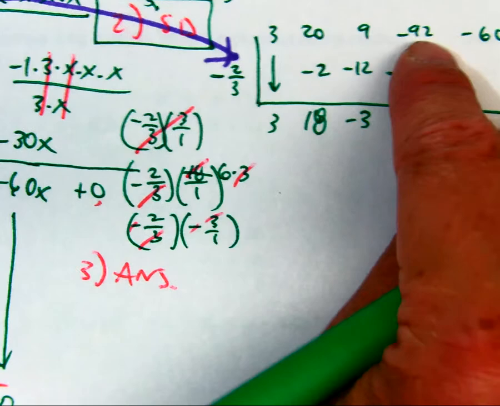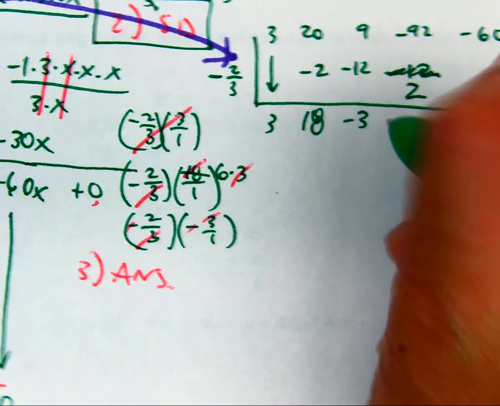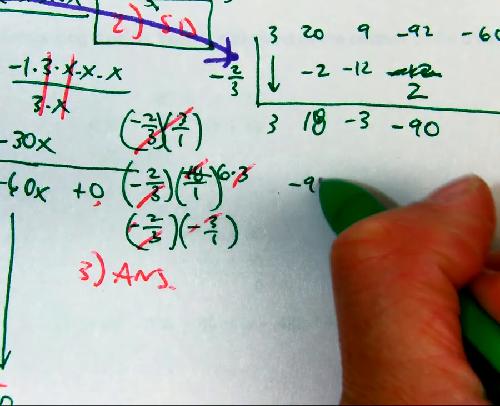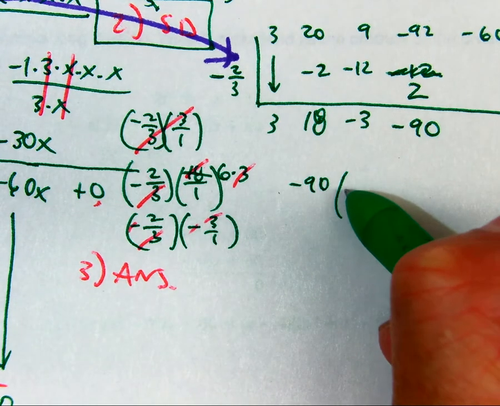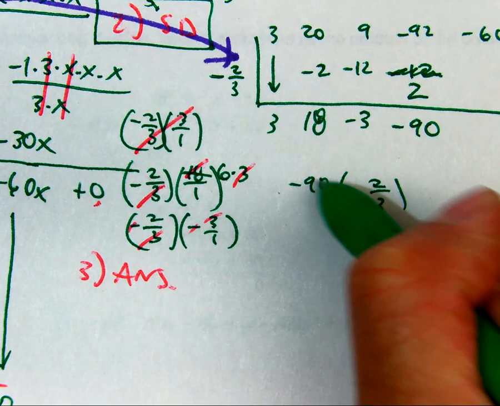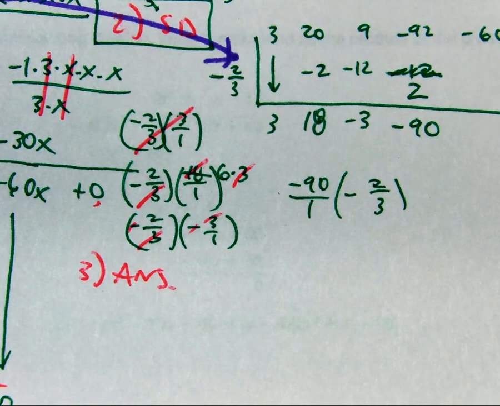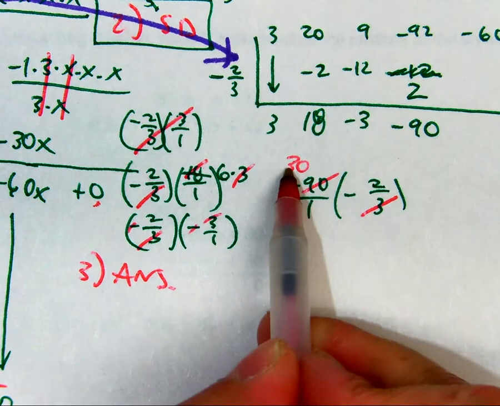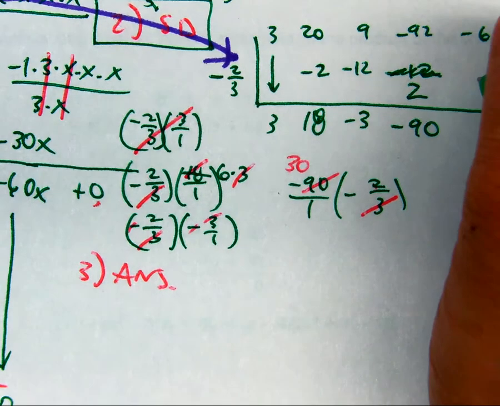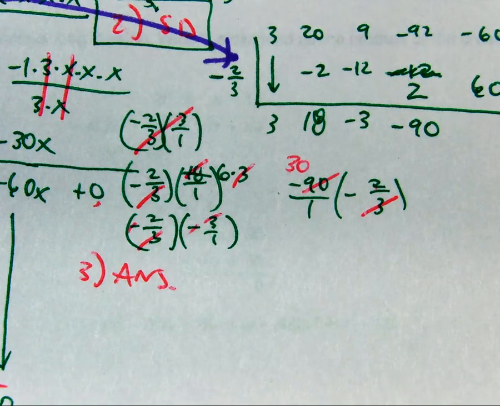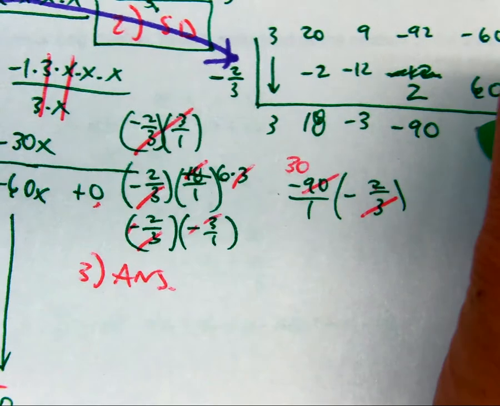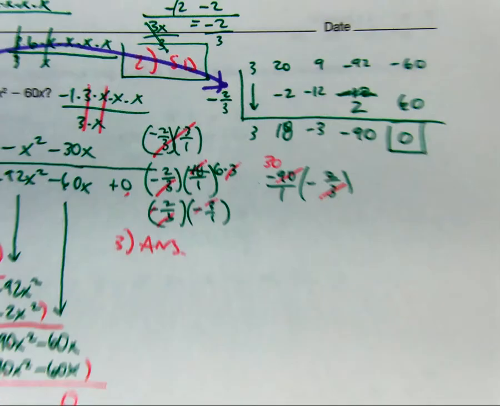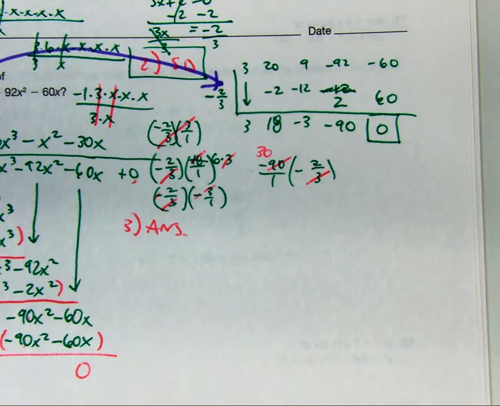Negative 92 plus 2. Let's go ahead and now do negative 90 times negative 2/3. Negative times negative is a positive. 3 goes into 90 30 times. 30 times 2 is 60. And negative 60 plus 60 is 0. Class, why did I put a box around the 0? It's the remainder.